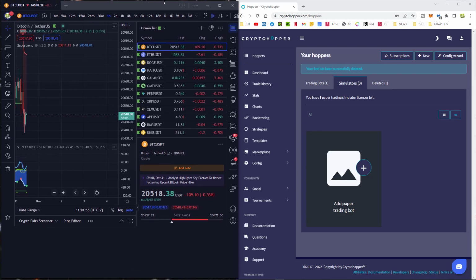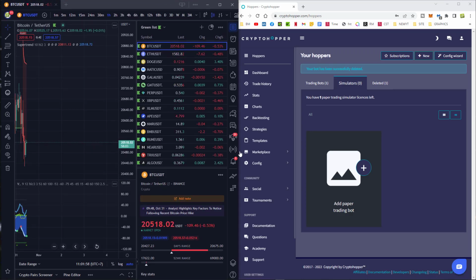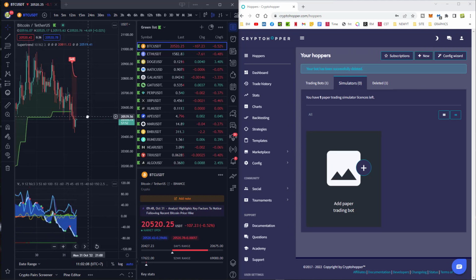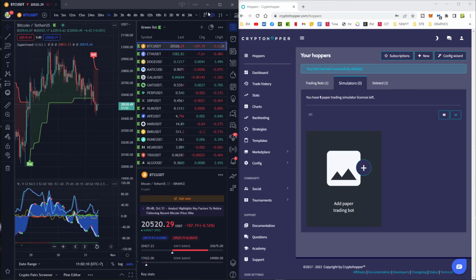Let me full screen that. So obviously I've got 2 screens, but I can't put Cryptohopper on the right hand screen and this on the left hand screen because you won't see both. So I've made each window half and half so that you can see what's going on in both apps at the same time. Alright, so what I'm going to do is, first I need to set up a paper trading bot.